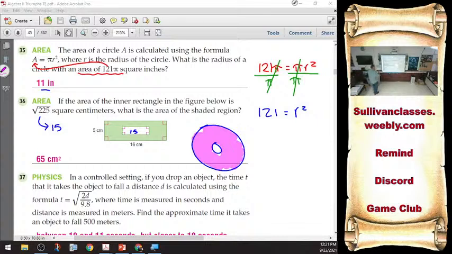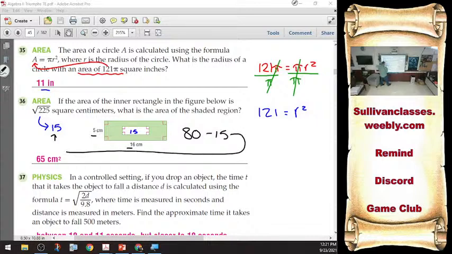Do you remember how to find area of a rectangle? Area of a box? Well, that's if it's a whole 3-dimensional box. If it's just a rectangle, just length and width, because it doesn't have a height, right? So what is 5 times 16? 80. So the whole thing is 80, and I'm going to subtract, you said 15 was the area of the box in the middle. That's where that comes from, okay?